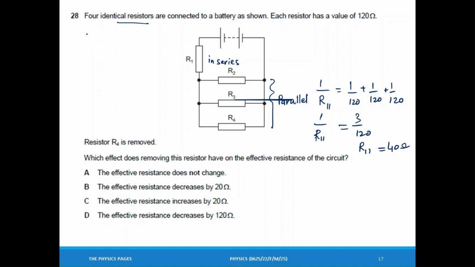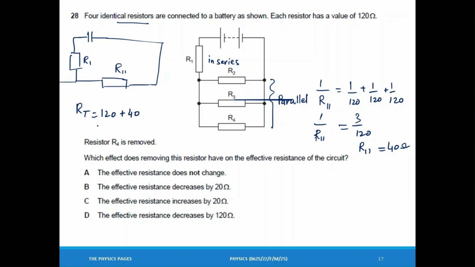Now this parallel circuit is going to be in series with R1. So this one is R1 and here it is the effective resistance of R parallel. So the total resistance when it is in series, we just add. So R1 plus R parallel gives us 160 ohm resistance. But when we remove the fourth resistor, what will happen?